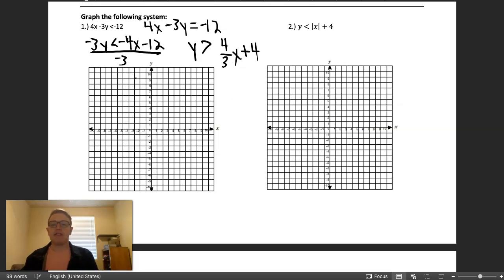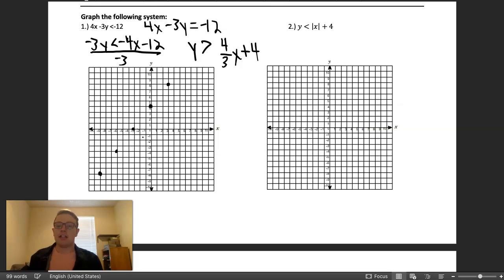Perfect. Now let's graph that line. So we start at positive 4. We're going to go up 4 and over 3. 1, 2, 3, 4 over 1, 2, 3. Let's make this as complete as we can. We'll go the other way. Down 1, 2, 3, 4 over 3. Down 1, 2, 3, 4 over 3. And we'll do that once more. Down 1, 2, 3, 4 over 3.